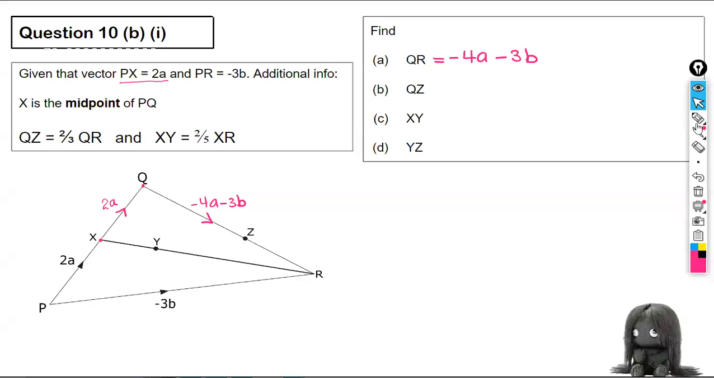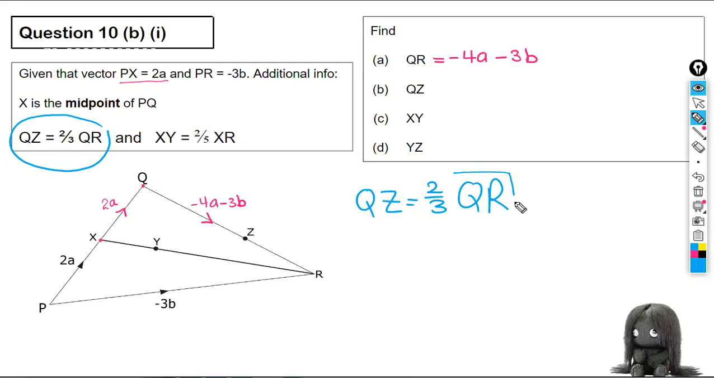Now we have the entire value from Q to R, but Q to Z is not the whole line, it's just a portion of the line. And look, they have it here. You're going to use this. They said that QZ is 2/3 of QR, but that's perfect because don't we have the value of QR? We just got the value of QR from part A. So we have 2/3 of QR.